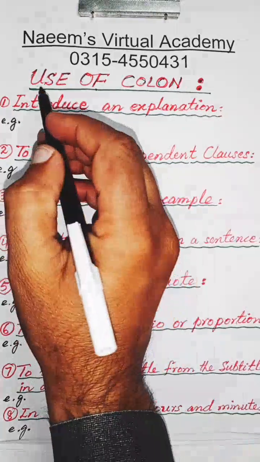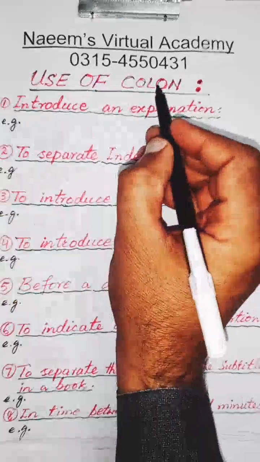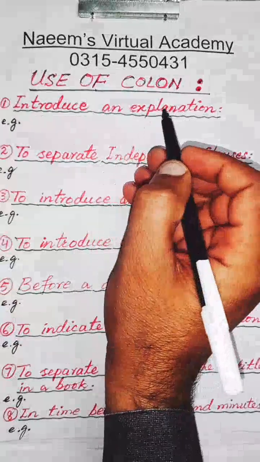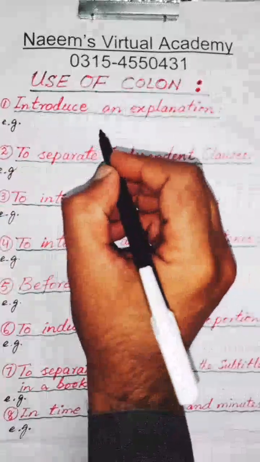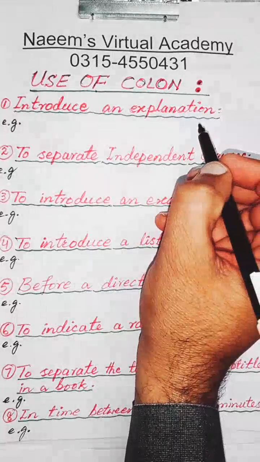Let's learn today the use of colon with Ghulam Hussain Naj. The first use of colon, that is this symbol, is to introduce an explanation. Means first you will give introduction of the statement and then you will be placing its explanation.